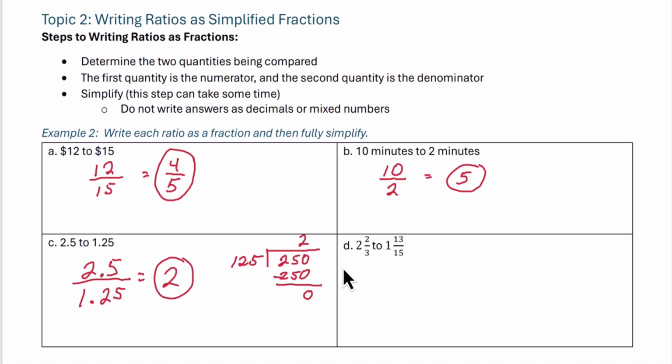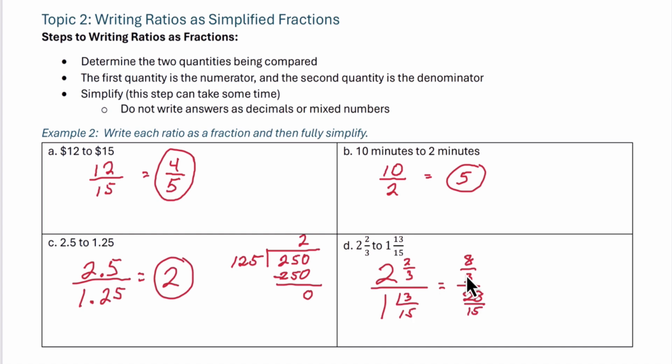And in our last example, we have mixed numbers. We have 2 and 2/3 to 1 and 13/15. Let's start by rewriting these mixed numbers as improper fractions. The first one, this numerator, 2 times 3 is 6, plus 2 is 8, and we keep the same denominator. And then the denominator, this mixed number, we'll convert it to an improper fraction as well. 1 times 15 is 15, plus 13 is 28. And we keep the same denominator.